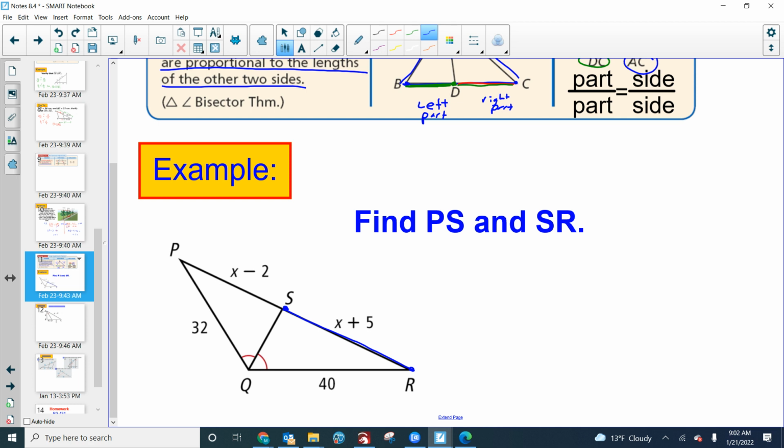Do we all agree it's going to be SR over SP equals QR over QP? I'm writing it out with symbols for the first one.